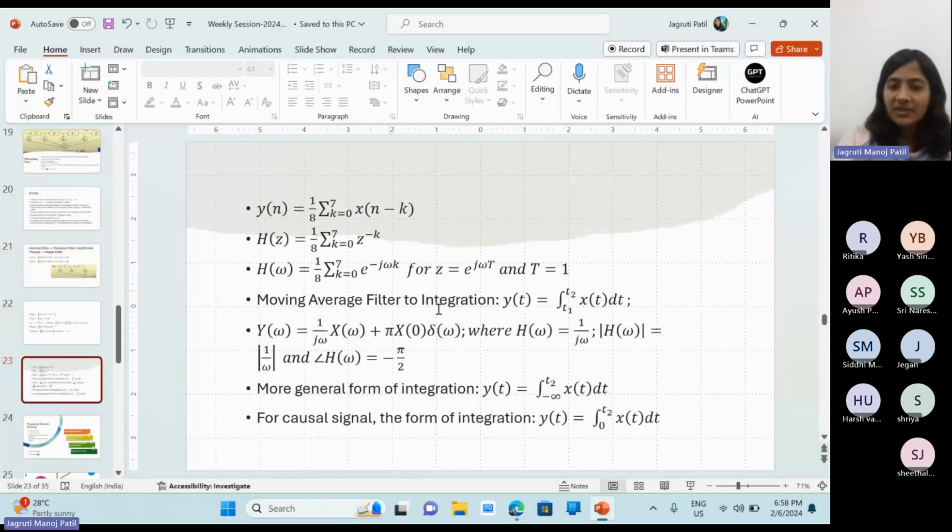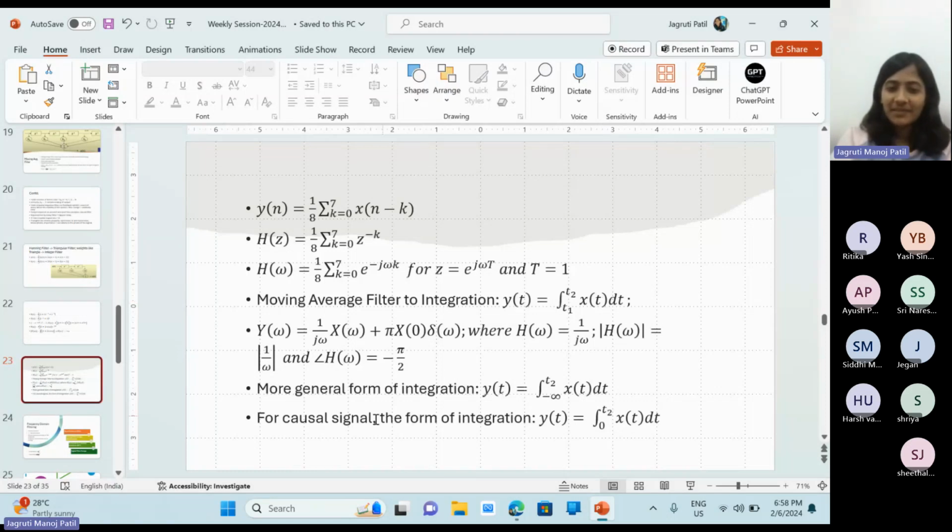So if it's a moving average filter for integration, how do we integrate it from t1 to t2 of x of t dt? But if it's a causal signal, okay. So can you say what's the difference between a causal signal and a non-causal signal? Causal signals are defined for the right hand side and non-causal are defined for the LHS as well as the RHS. What's anti-causal then? It's only defined for the LHS.